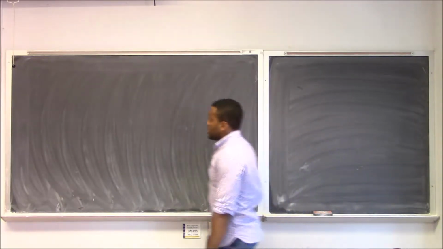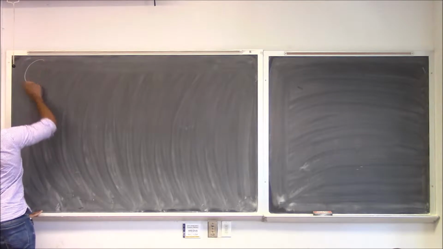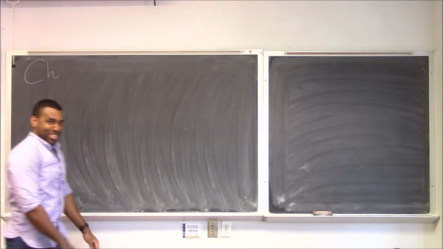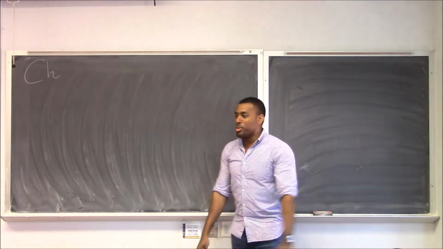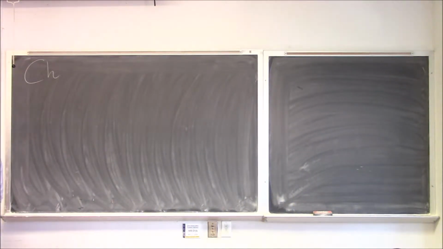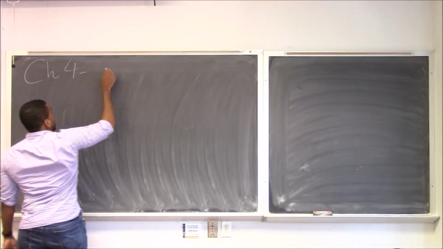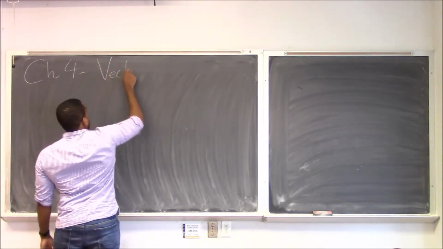Okay, so now we are going to move on to, Leo got back just in time for the interesting part of the class. We're going to move slightly away from computation now. We're going to start talking about much more theoretical and conceptual things. So it's chapter 4 where we're going to talk about vector spaces.